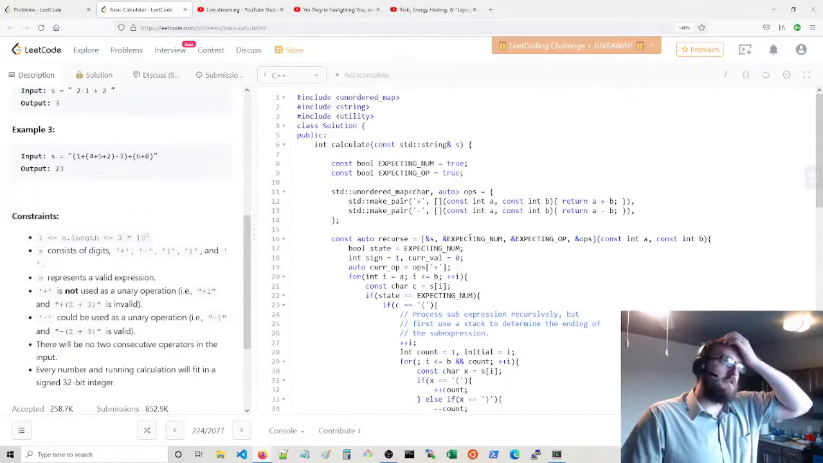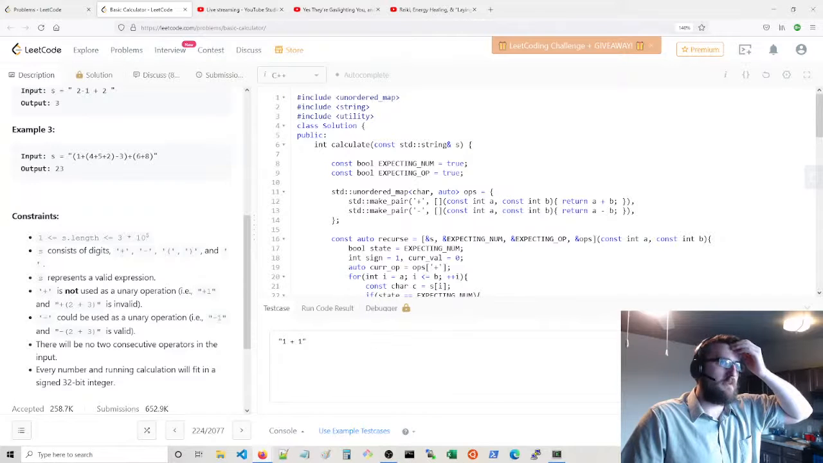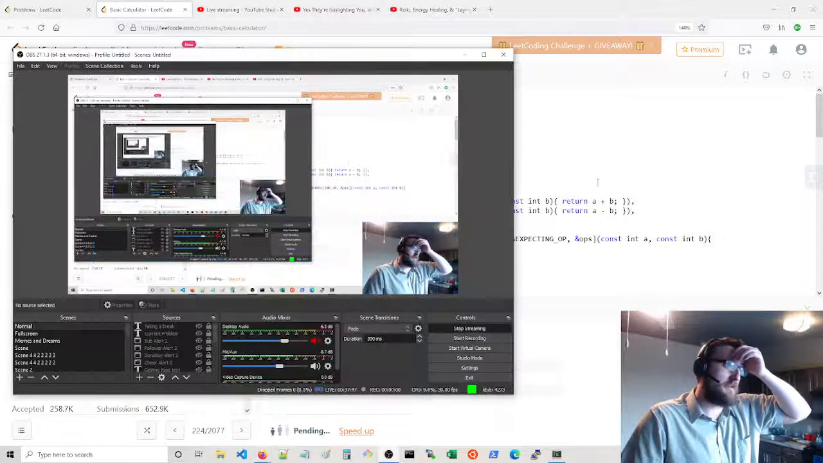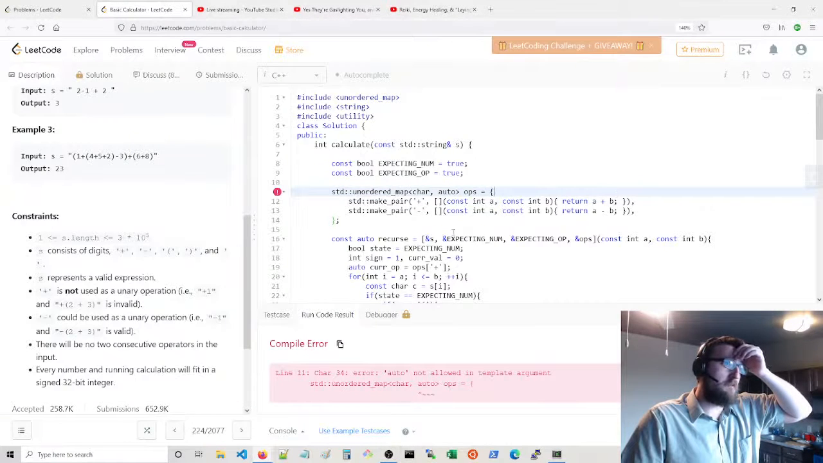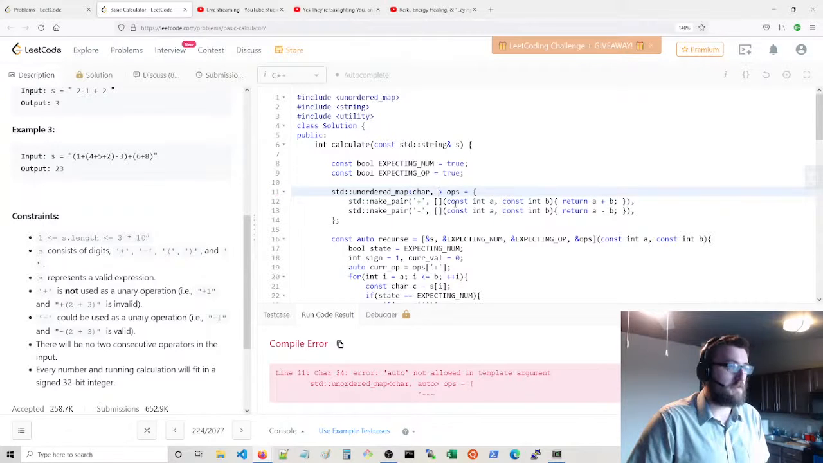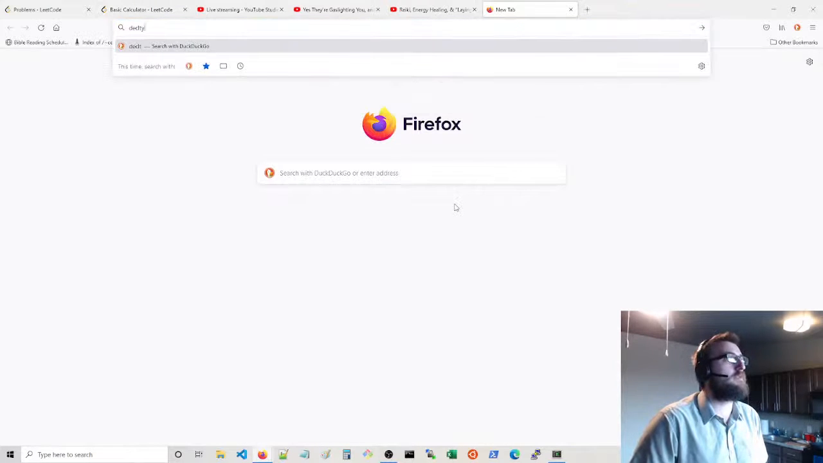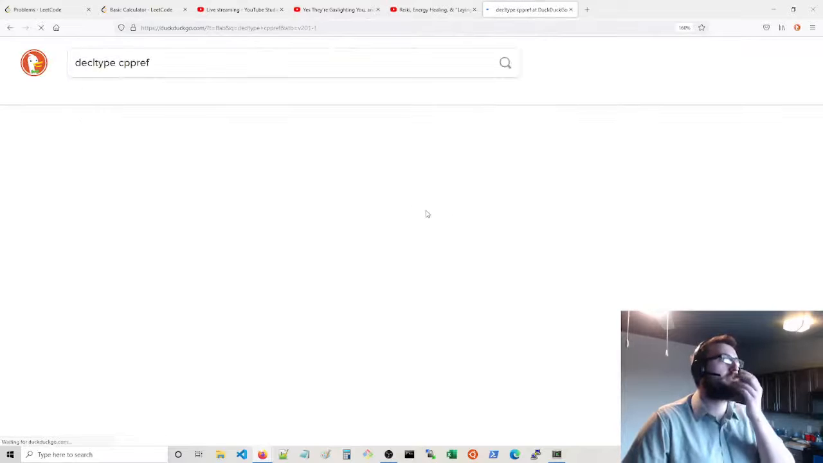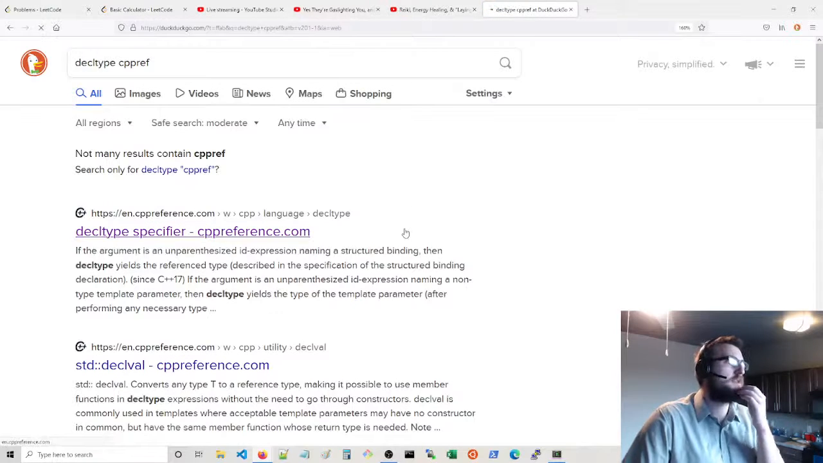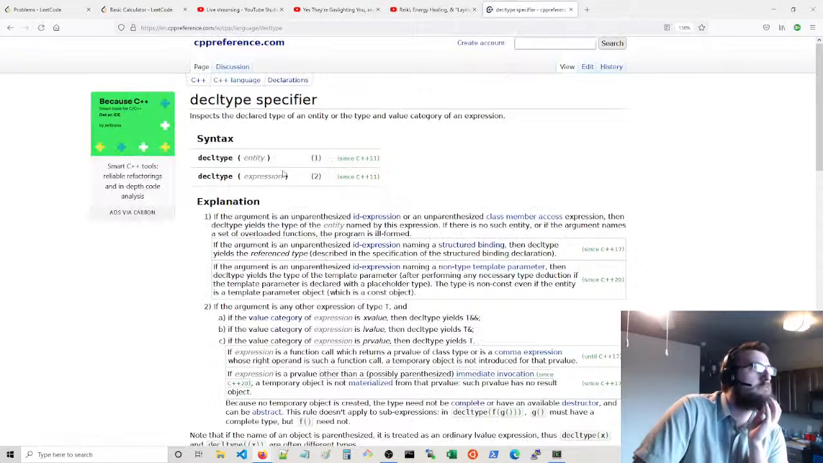This might be it. We might be done at this point. We could try some test cases. This might be kind of tricky to get the test cases right. Auto not allowed in template argument. Oh yeah, so you can do decltype. How does that work, decltype? There's a way to get this right. It's tricky, but expression.